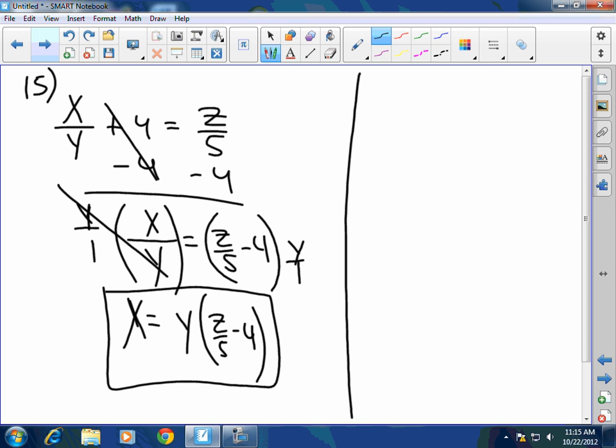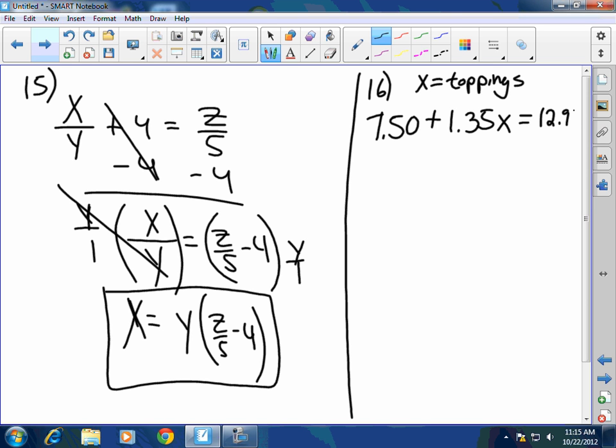A large pizza costs $7.50. Each additional topping costs $1.35. The total bill for the pizza Sally ordered was $12.90. How many toppings did she order? Well, this is 16. $7.50 for the pizza plus $1.35 for each x, where x is the number of toppings, and that equaled $12.90. It's a very simple two-step equation.